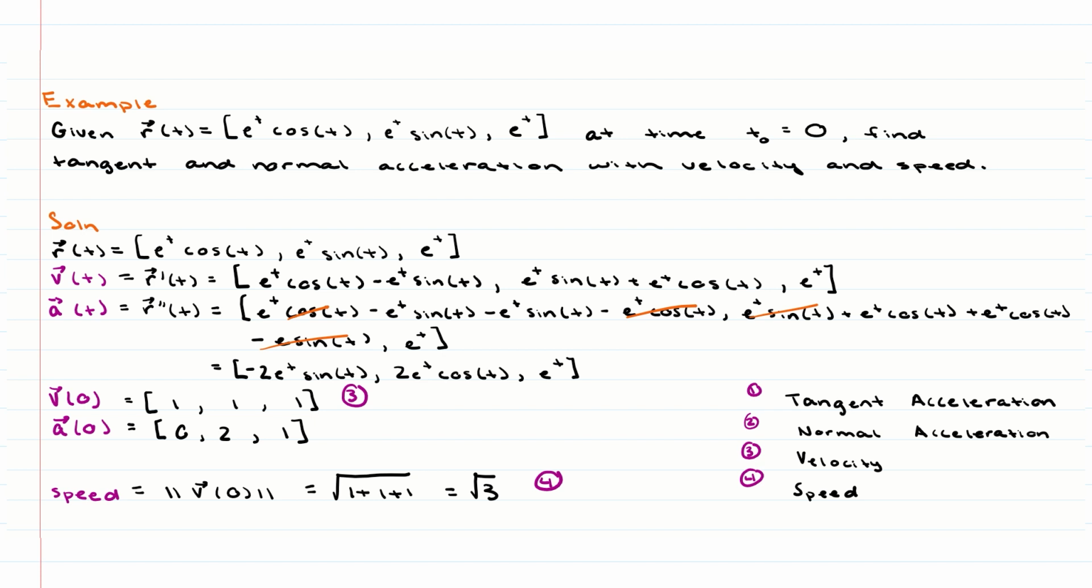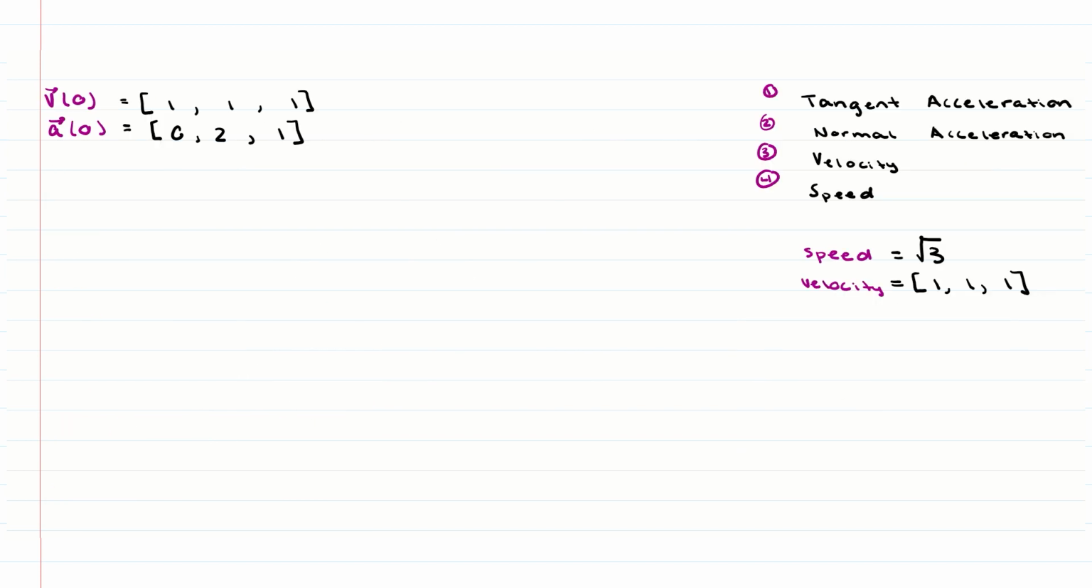So now let's focus our attention on tangent and normal acceleration. Let's take a look at the formulas for tangent acceleration and normal acceleration. Here is the formula for tangent acceleration, and here is the formula for normal acceleration. We see that the formula for normal acceleration actually has tangent acceleration in it, and so clearly we're going to need to solve for tangent acceleration first.